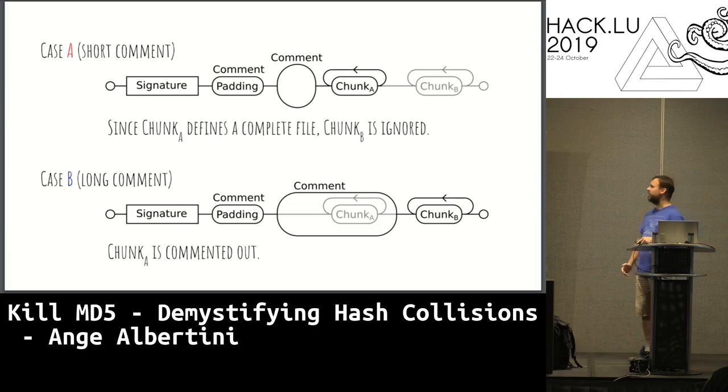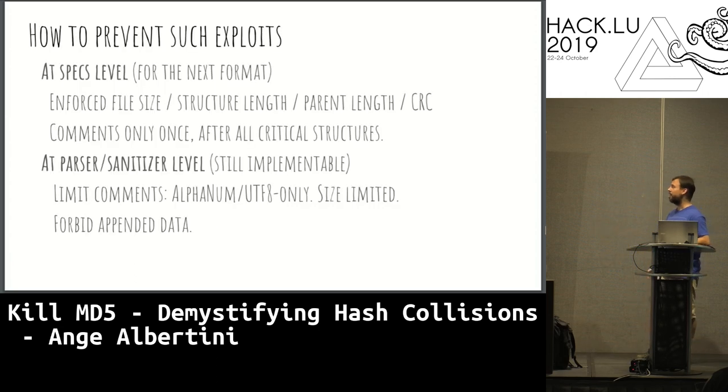In one version with a short command, it's just two commands that are ignored. Then it will see all the original chunks of the first file. Then it will say, hey, this is a valid image. In the other case, the command overlapping the collision blocks will be longer. It will hide the content of the first file, and therefore the second file will be rendered. These two files are valid according to the specs.